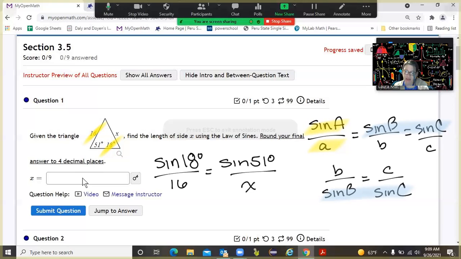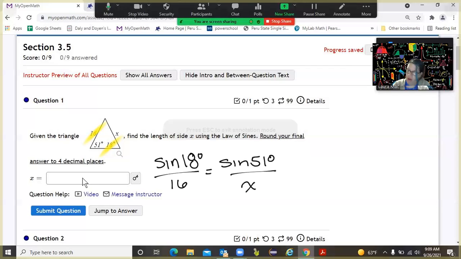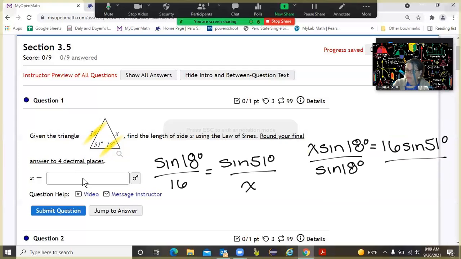Notice this triangle is not drawn to scale whatsoever. It's just kind of thrown at you. But we just set it up. The sine of the angle is to its opposite side as the sine of any other angle is to its opposite side. Now if we cross multiply and solve for x, you'll get x times the sine of 18 degrees is equal to 16 times the sine of 51 degrees. And then you would just divide both sides by the sine of 18 degrees.